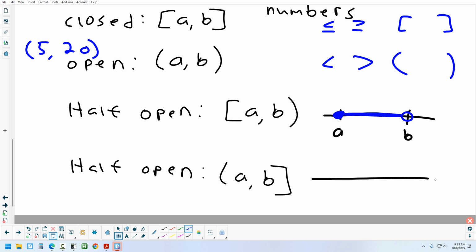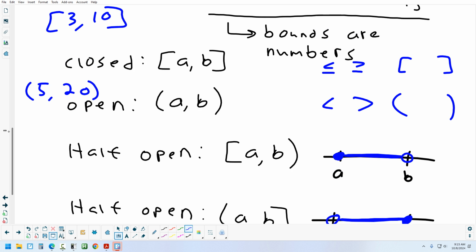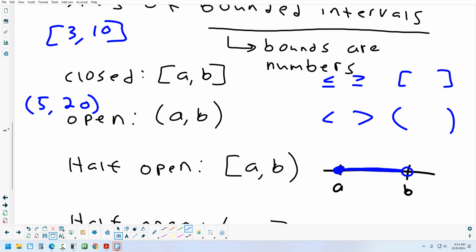The bottom one, same idea. Can you include the A in the bottom one? No, so use an open circle. Can you include the B in the bottom one? Yes. Yep, so it's a filled in circle and shade between. I didn't draw the closed and open, but the closed one would have a filled in circle on each end. And the open one would have an open circle on each end.